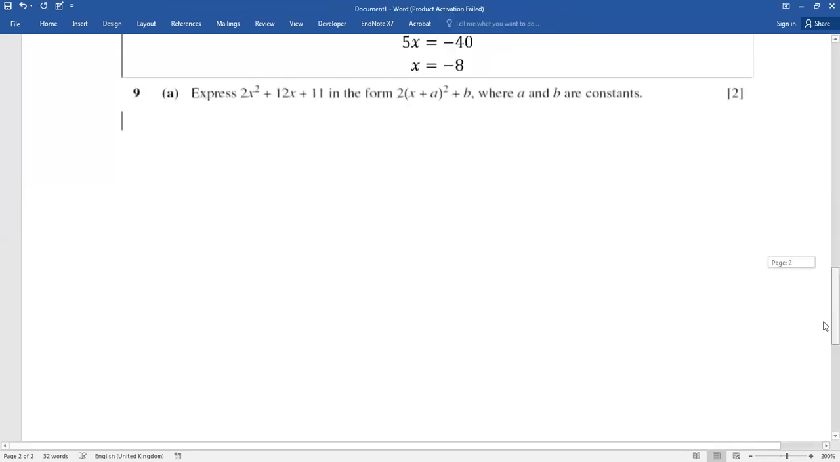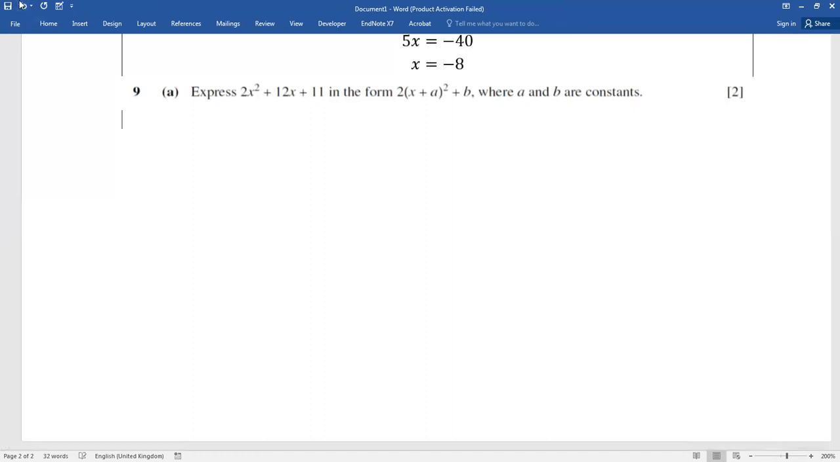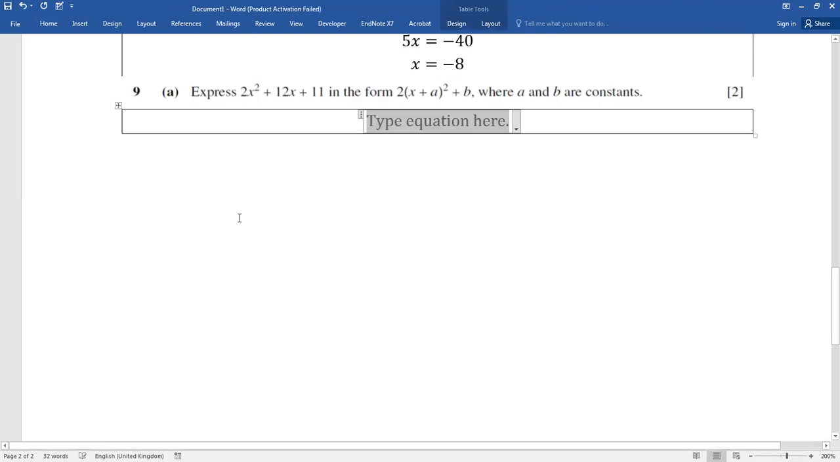Okay, this is March 19, 1, 2, question number 9. Express this in the form of this. We need to change it into the completed square form.